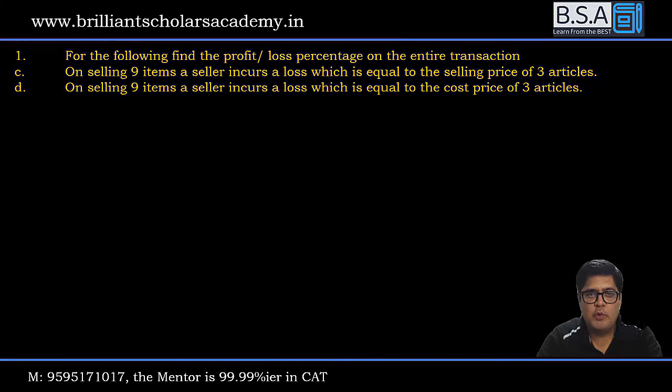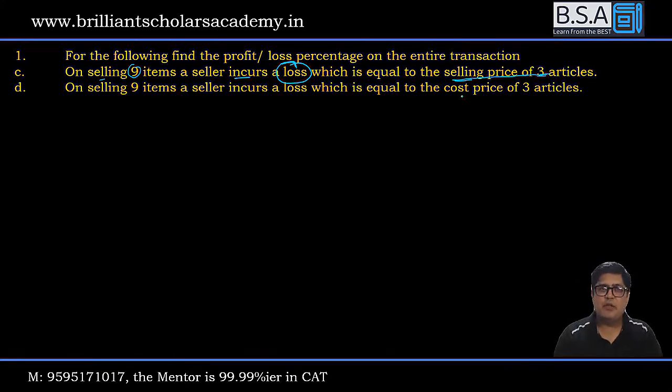So a small twist is there. We are not directly equating prices. We have a component of profit loss also. What does it say? On selling 9 items, a seller incurs a loss which is equal to selling price of 3 articles. So amount of loss has been given to you, not in terms of money, 10 rupees, 20 rupees, but the amount of loss is equal to selling price of 3 articles.